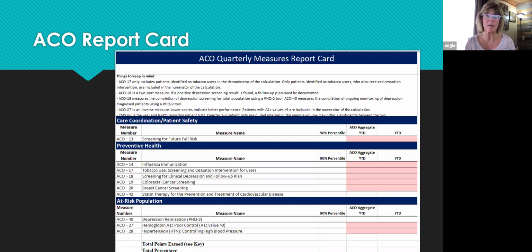And these are all the same that can be in your physician measures, but it gives you data, which is what we're looking for. It just gives you data. Next slide.